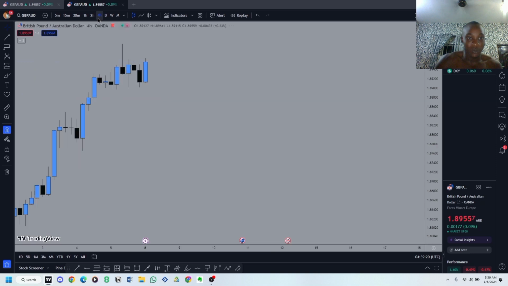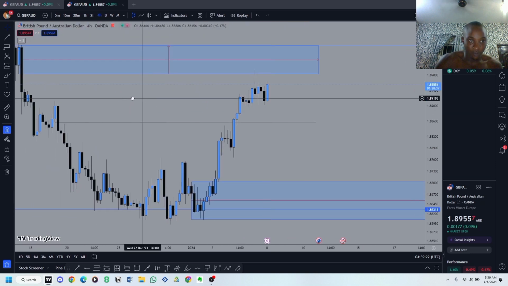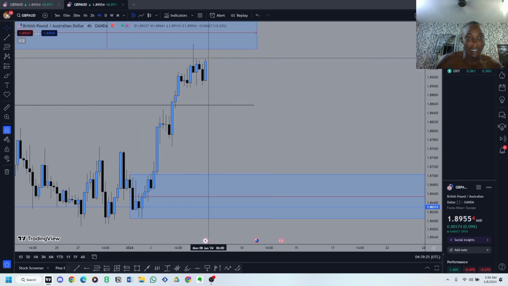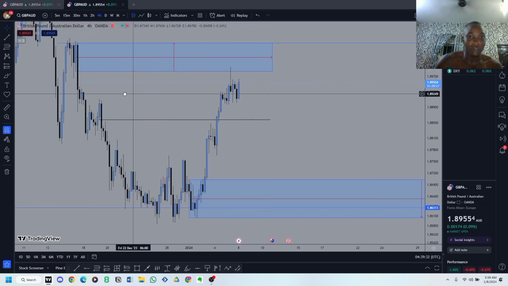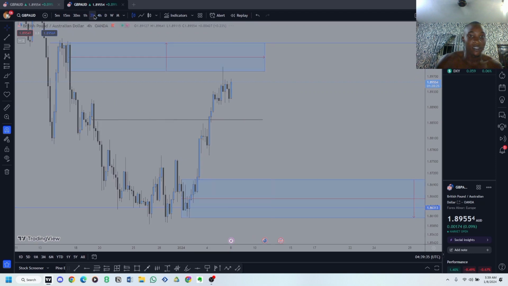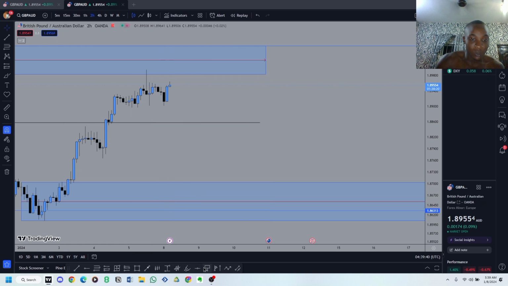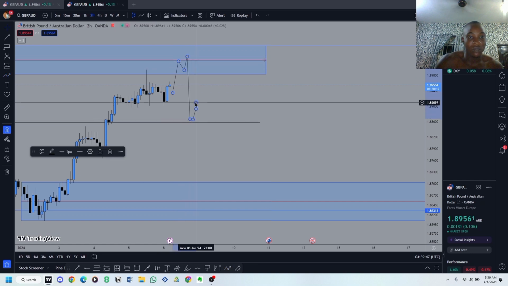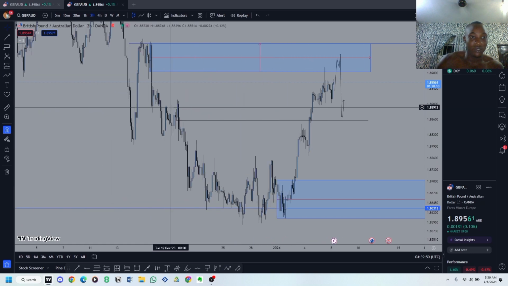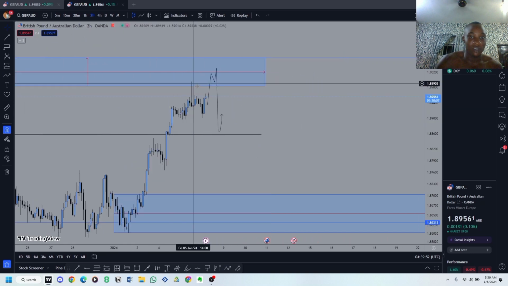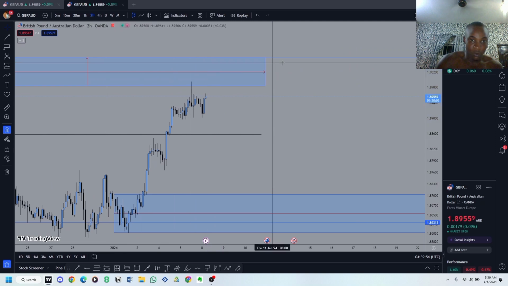Price hasn't shown any confirmation yet for a very nice sell, but we are expecting price to tap into this area and see how it's going to form. This is on the 2 hour time frame, so we should be expecting price to tap into this area, form some reactions, then I can ride it down to this area. This is going to be my first trade if this plays out. So that's for GBP AUD.